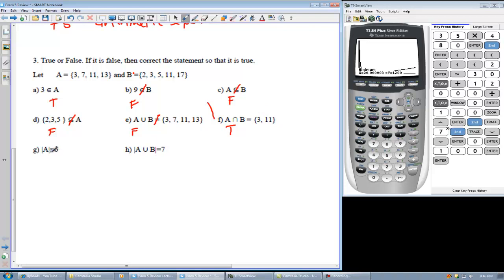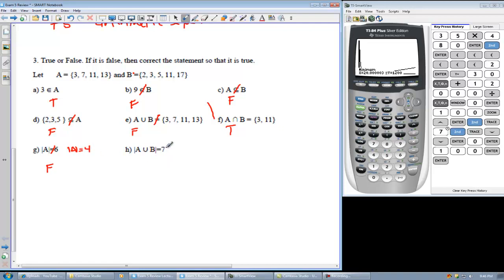The cardinality of A is 6, which means the number of things in A is 6. That's false. There are 1, 2, 3, 4 things in there, so this is false. You can make it true by just putting a slash through it, or you can even make it true by saying the cardinality of A is equal to 4.